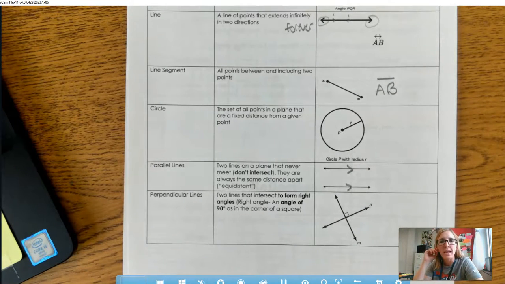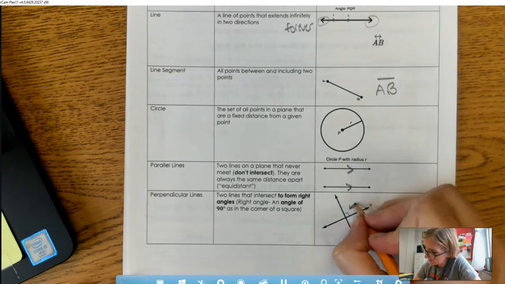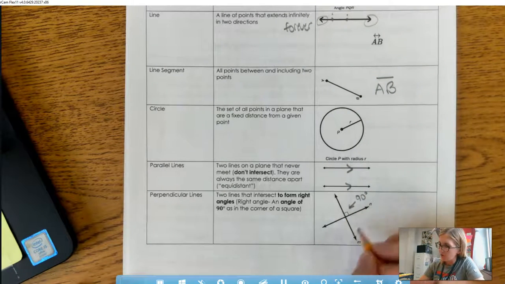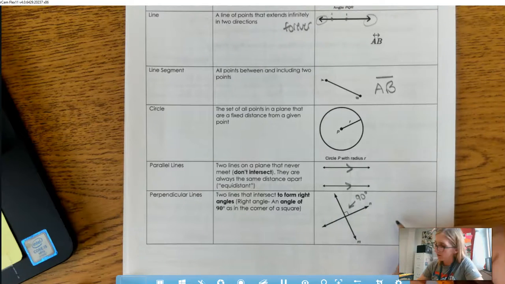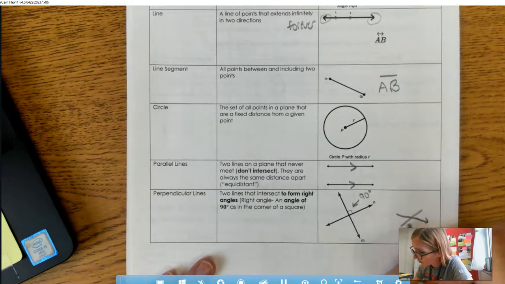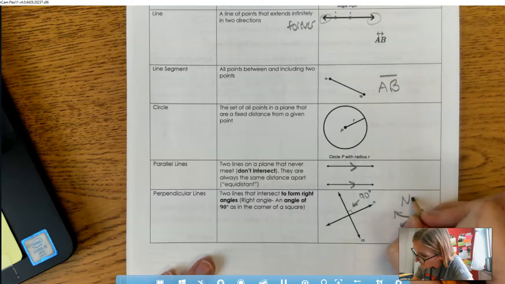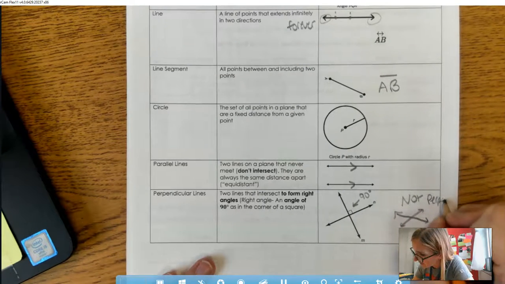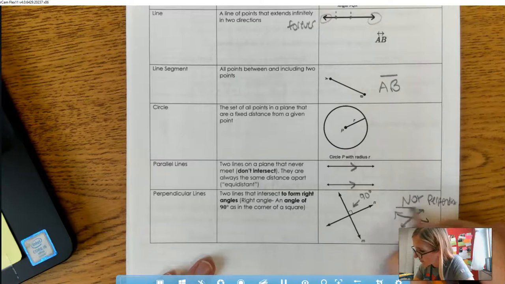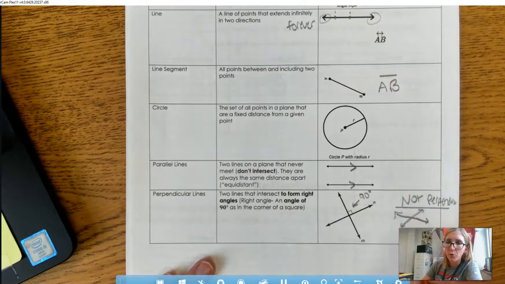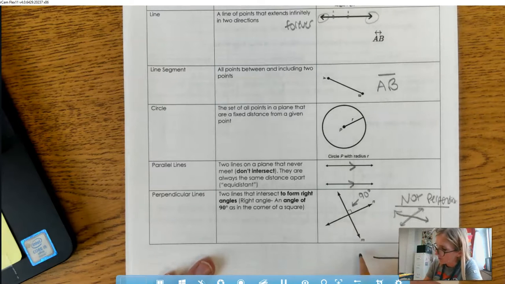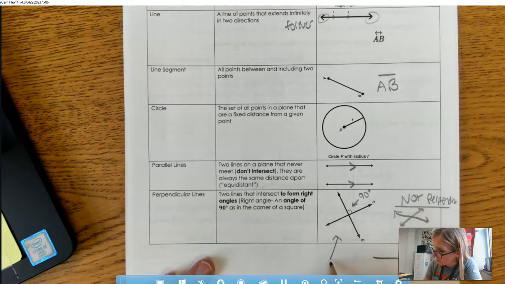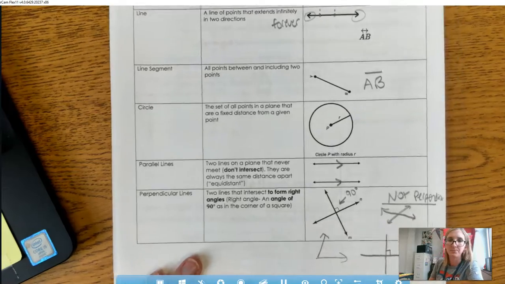So perpendicular lines are two lines that intersect to form right angles. A right angle is 90 degrees. So these two lines intersect to form 4 right angles. It's not perpendicular if they don't form right angles. So these two lines are not perpendicular right here. And I ran out of space. But they're not perpendicular because they don't form right angles. To be perpendicular, you have to form 90-degree angles. So this example and that example are both perpendicular.